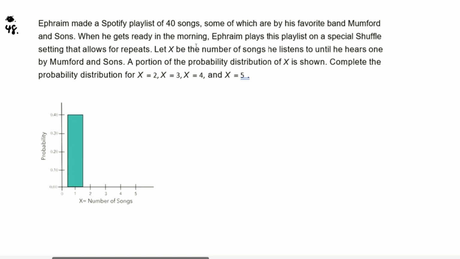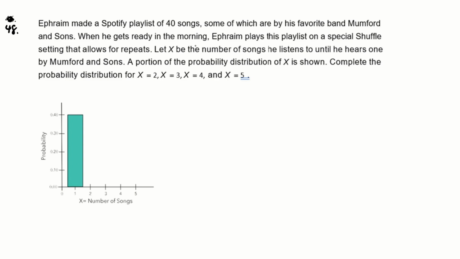So Ephraim made a Spotify playlist of 40 songs, some of which are by his favorite band, Mumford and Sons. When he gets ready in the morning, Ephraim plays this playlist on a special shuffle setting that allows for repeats. Let X be the number of songs he listens to until he hears one by Mumford and Sons. A portion of the probability distribution of X is shown. Complete the probability distribution for X equals 2, X equals 3, X equals 4, and X equals 5.